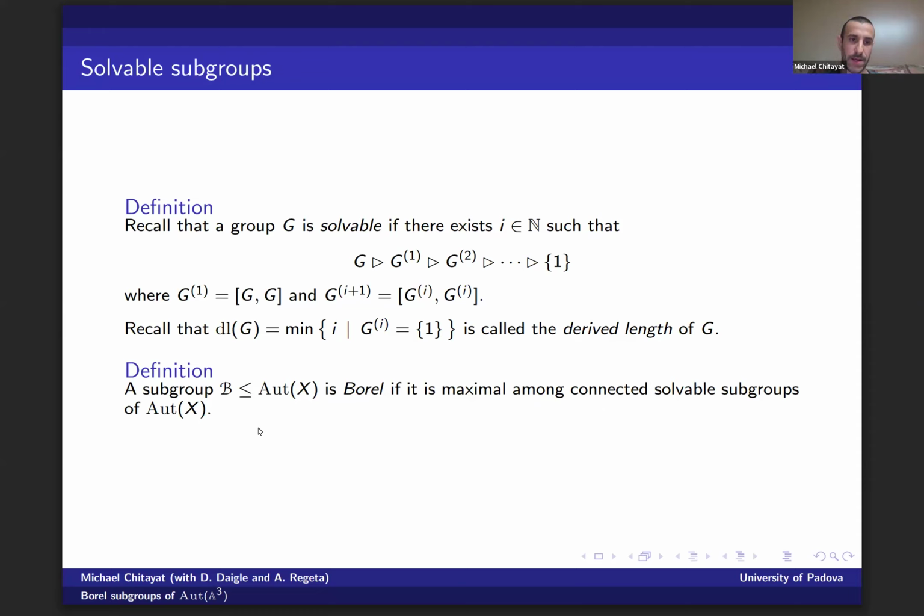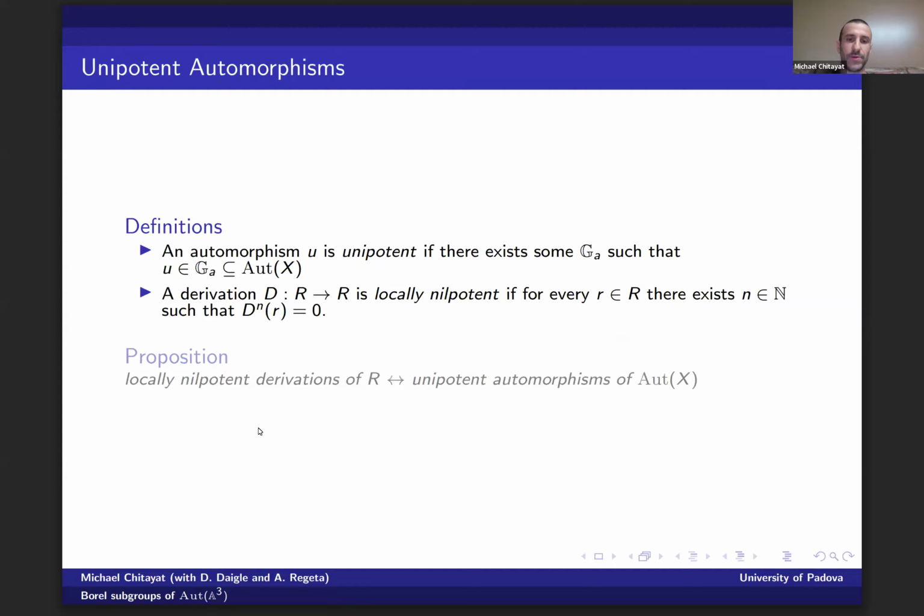And one of the nice things about Borel subgroups is that we will see later, by a big theorem of four mathematicians, that they actually admit a very nice structure. So before I go into that, I will just remind you about unipotent automorphisms and locally nilpotent derivations.